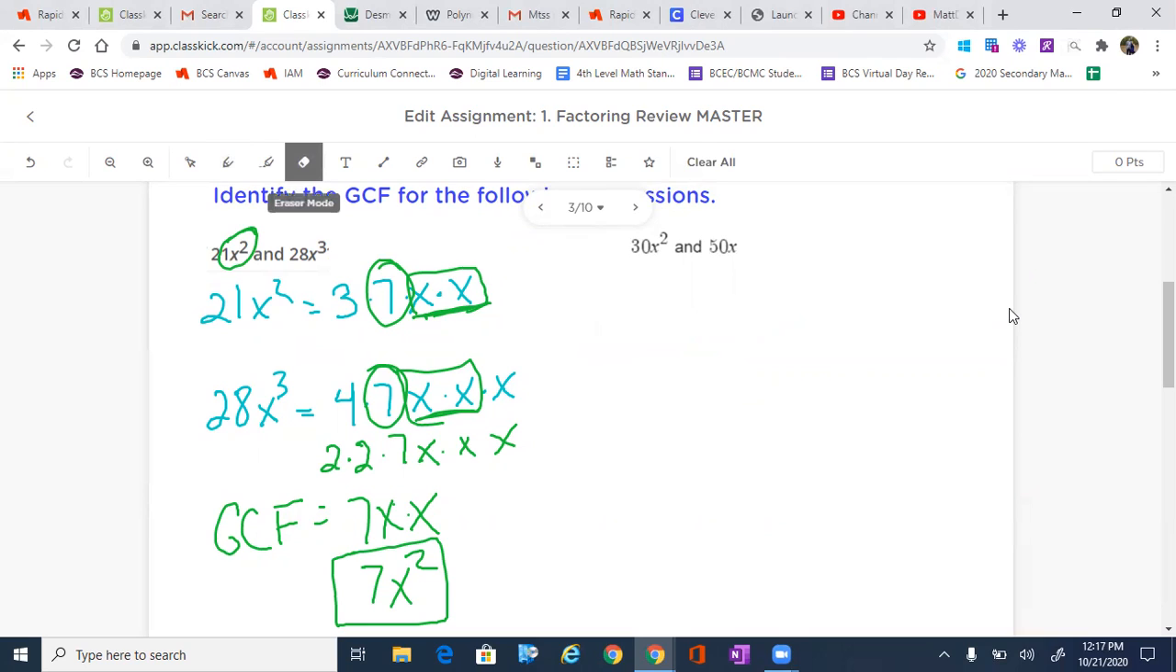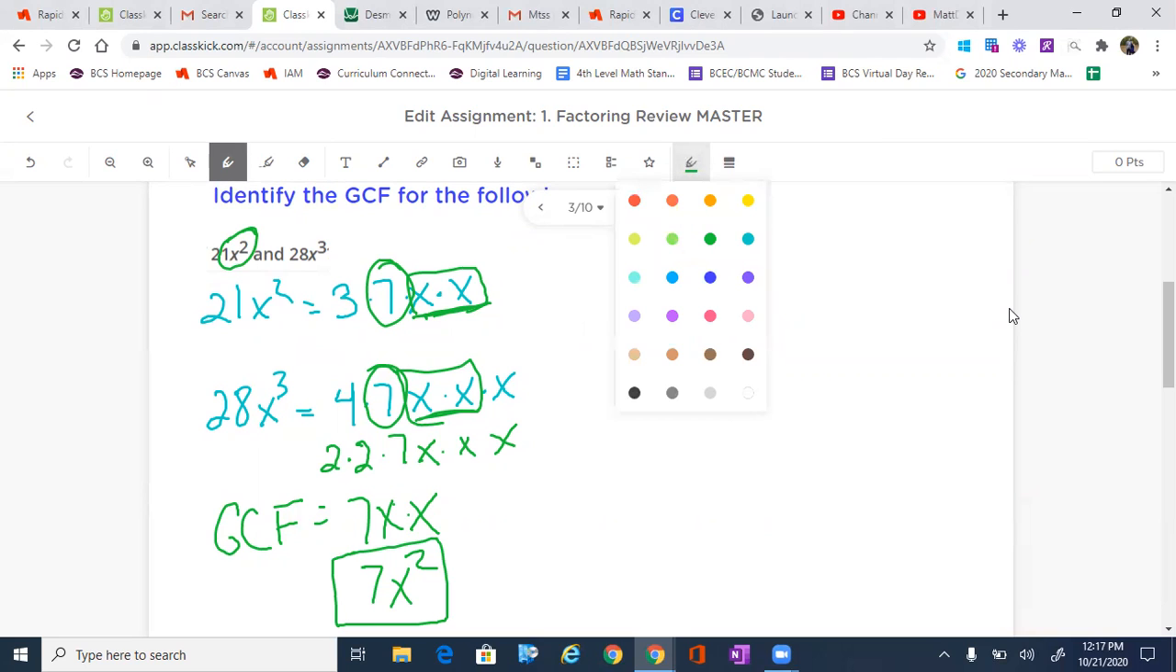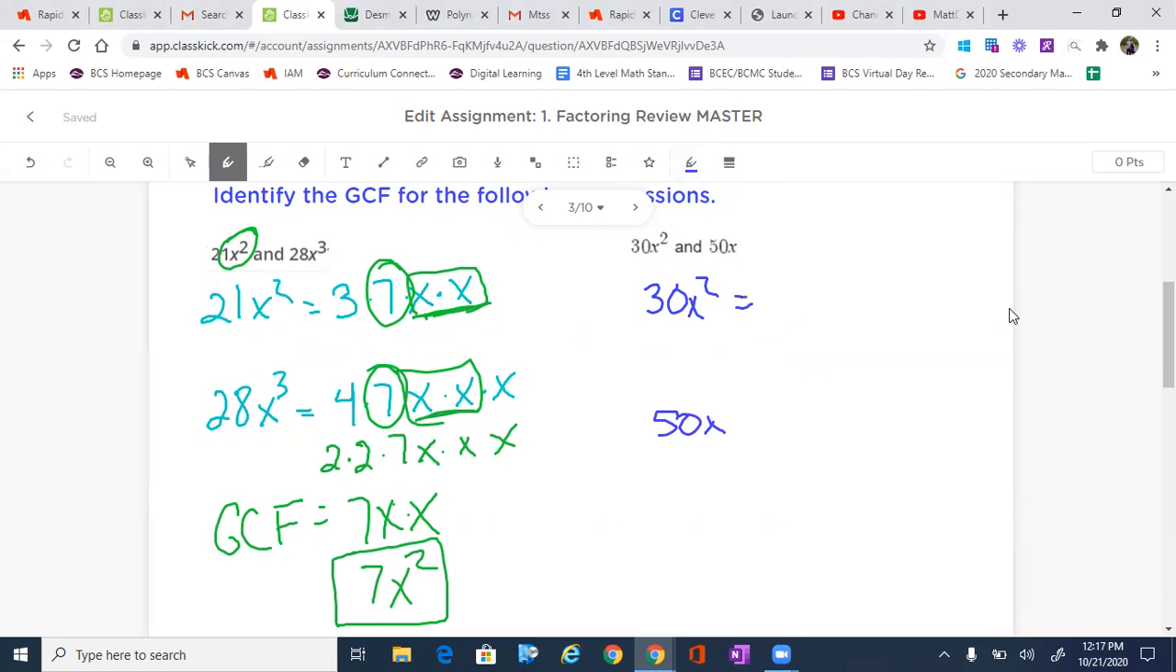So let's go ahead and look at 30x squared and 50x. You may see it right now, others may not. So let's go ahead and break it down. I'm going to take 30x squared and 50x. And one thing I'm going to do is I'm going to say, okay, well, that is 3 times 10, then x times x. And 50 is 5 times 10 and x.